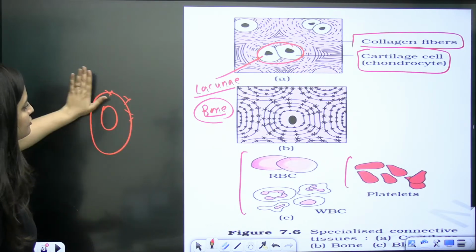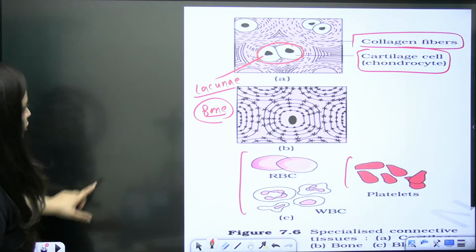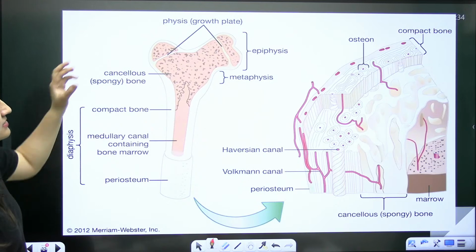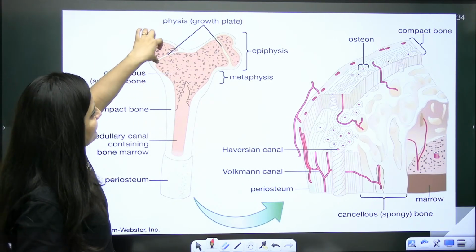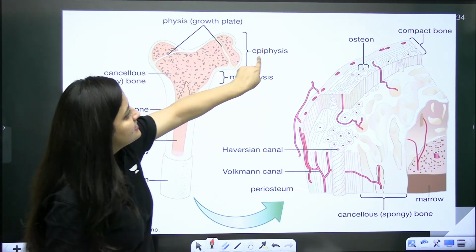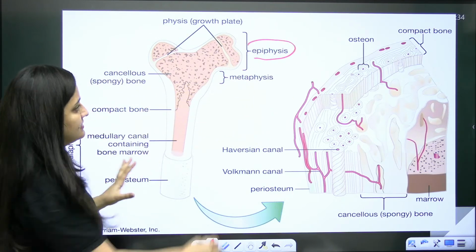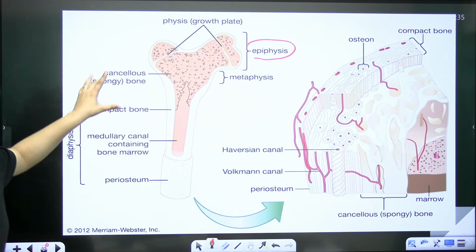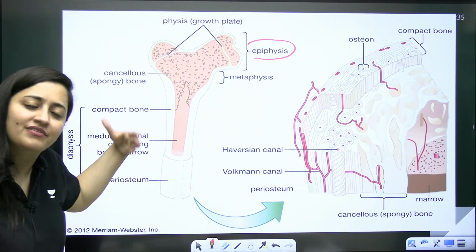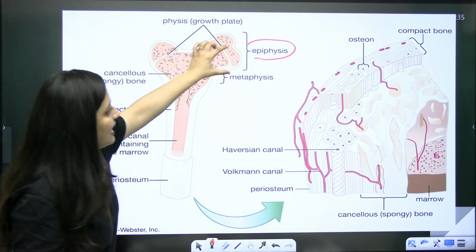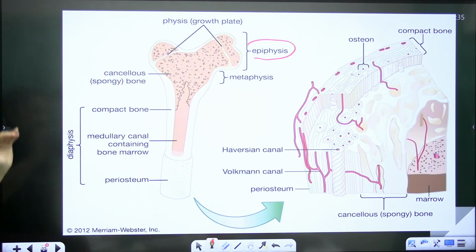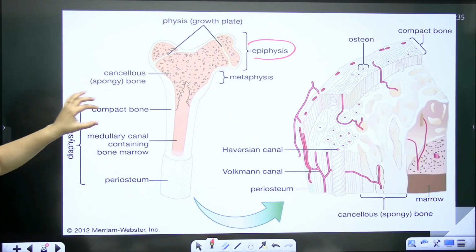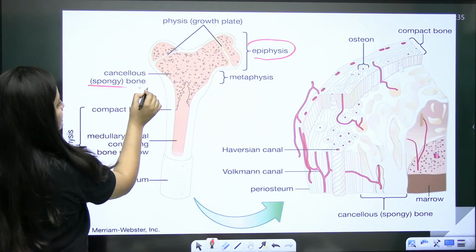Let me explain. First of all, let's start with the structure of the bone. See this, this is the bone. See this growth plate here, it is known as physis. This portion of the bone is epiphysis, this portion is metaphysis, and this is diaphysis. It is not given in NCERT, but it is important. We will discuss it in locomotion and movement.